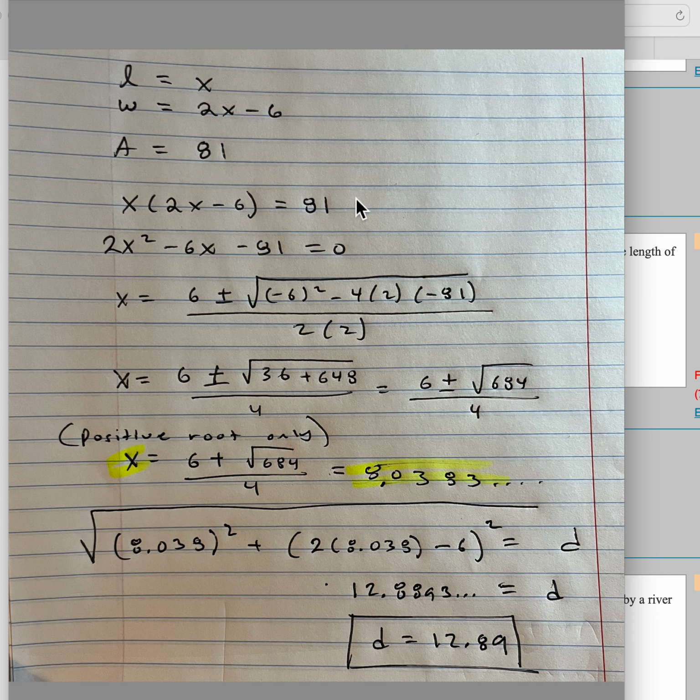And so then this step is where I'm going length times width equals area, and then I distribute that x through and bring the 81 over and get in standard form. I bet all this part went fine. And then I tossed in the quadratic formula and did some math and then got down to here. And this is where I suspect you're probably at this line or this line, but here's my guesses.